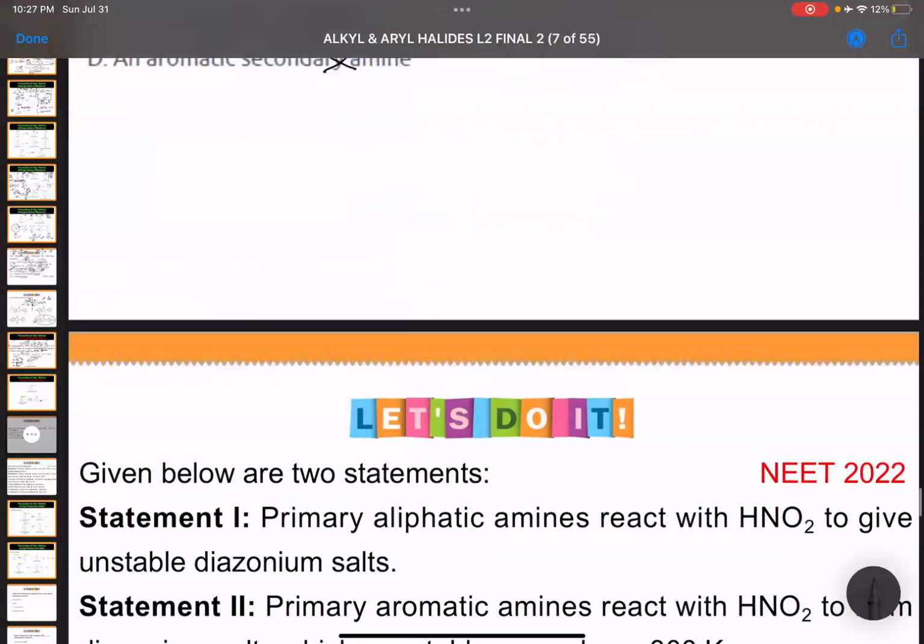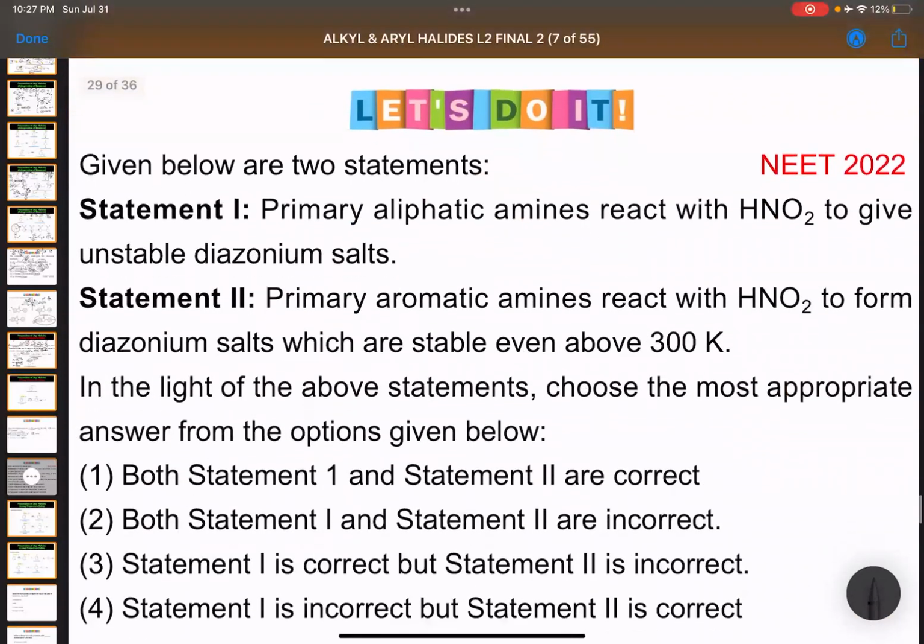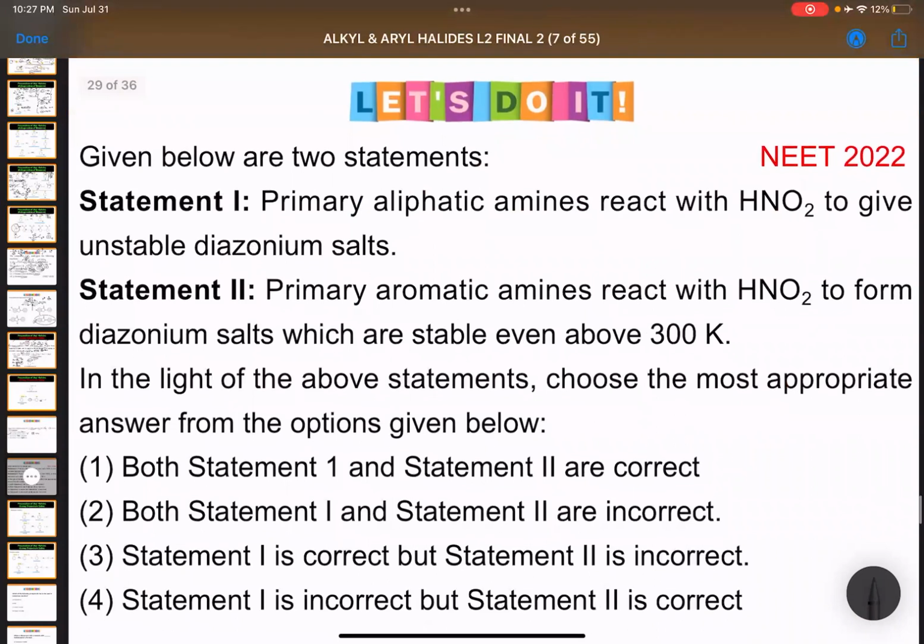And this question was just asked a few weeks back in the NEET examination. A very simple question, but you need to be very alert. That's it. Otherwise, it is a very, very easy question. But you need to be alert to avoid mistakes.